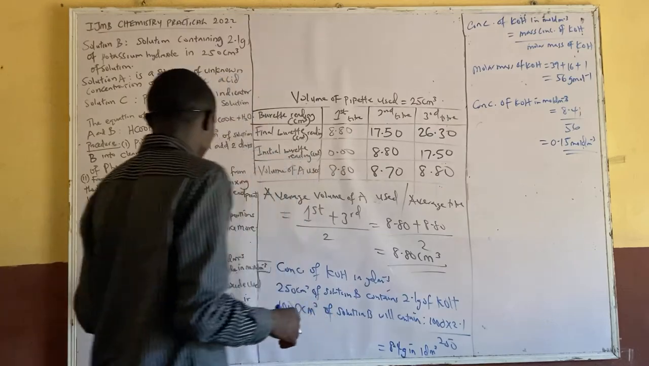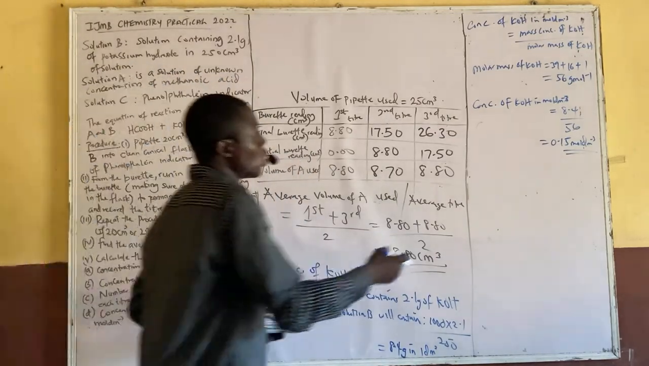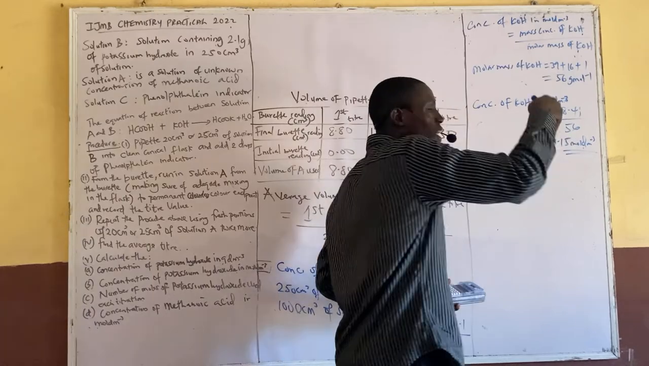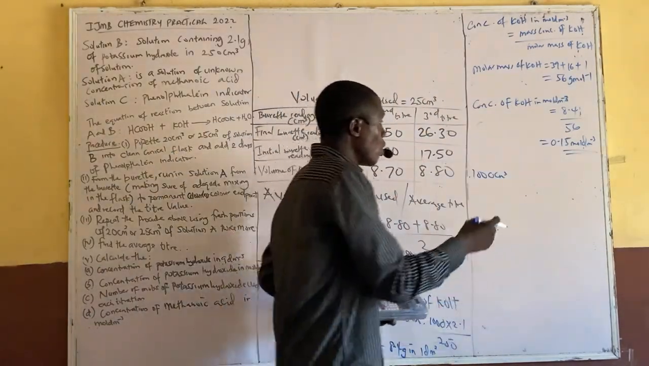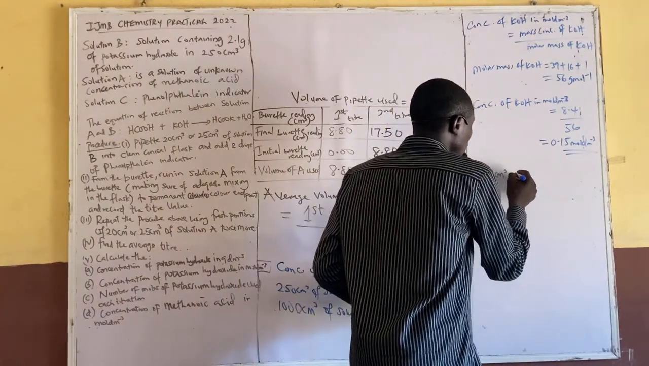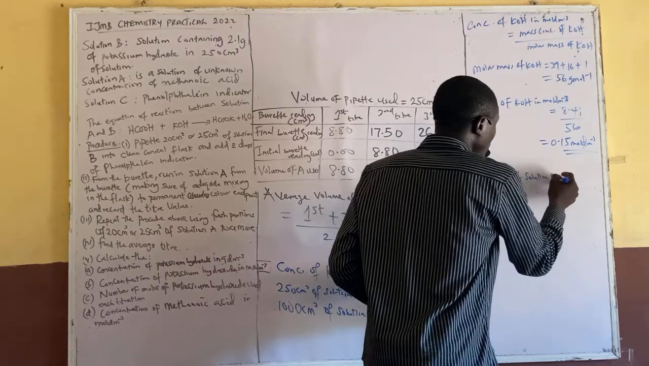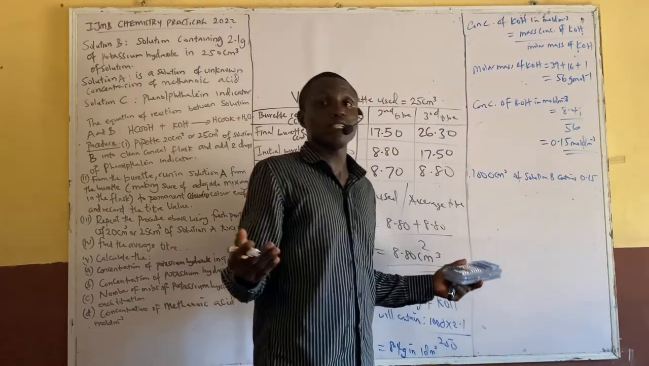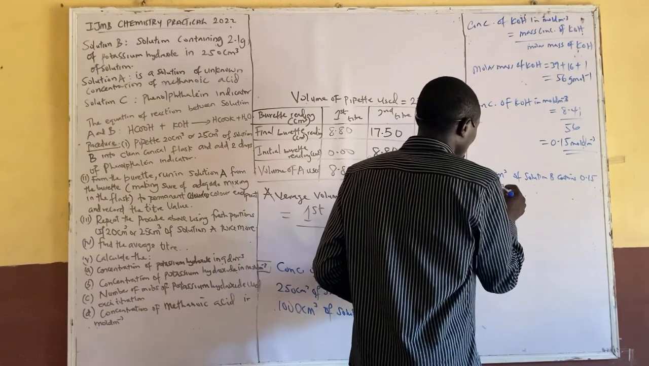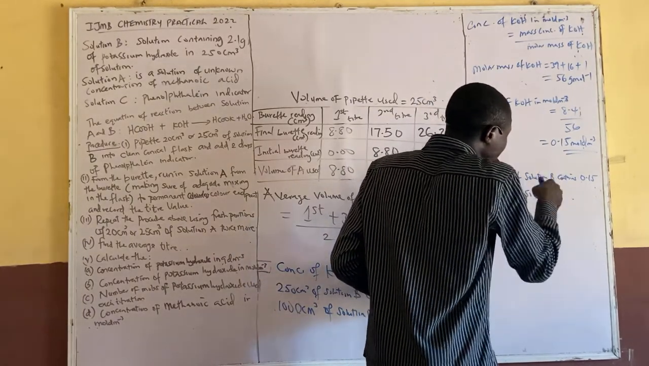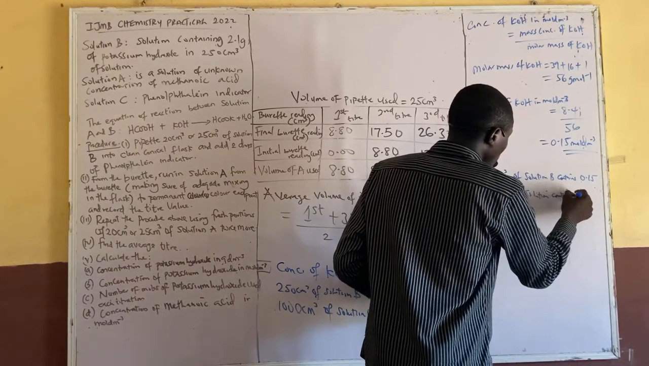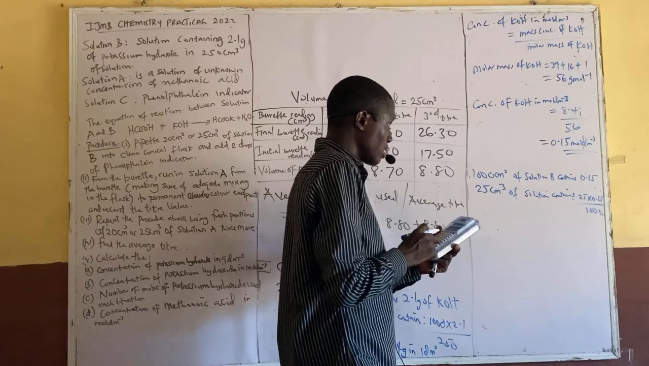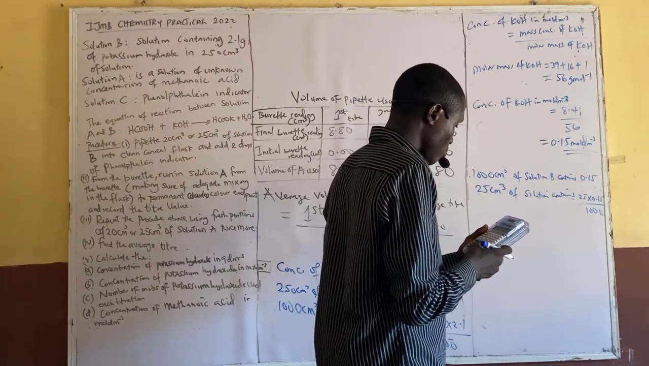Now, the ask is the number of moles of potassium hydroxide used in each titration. So 1000 centimeter cube of solution B contains 0.15 moles. So what if we titrate 25 out of it? 25 centimeter cube of solution used in each titration will contain 25 times 0.15 divided by 1000.